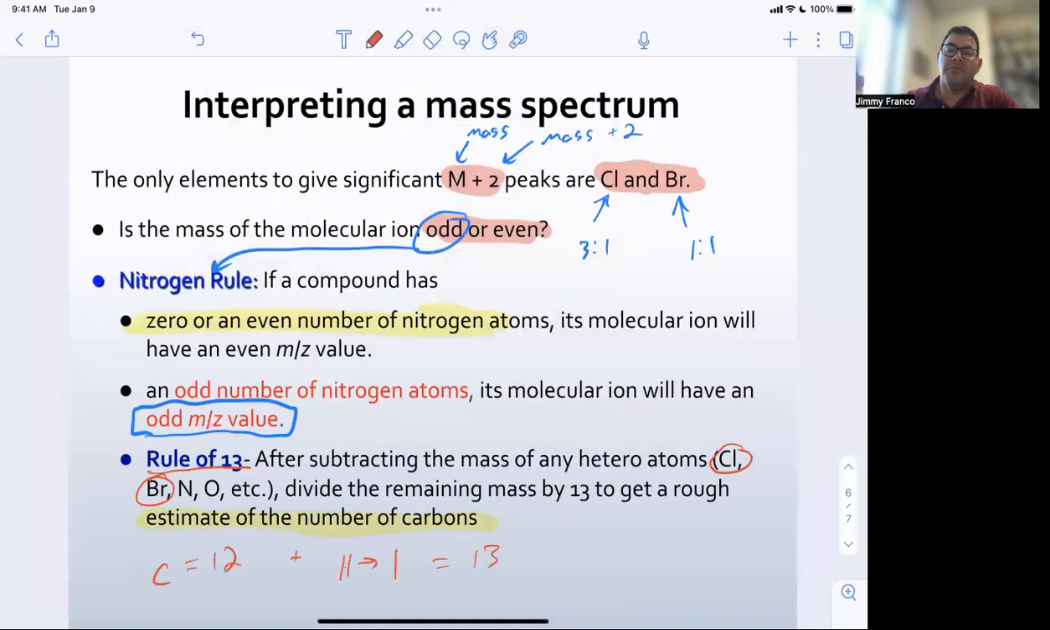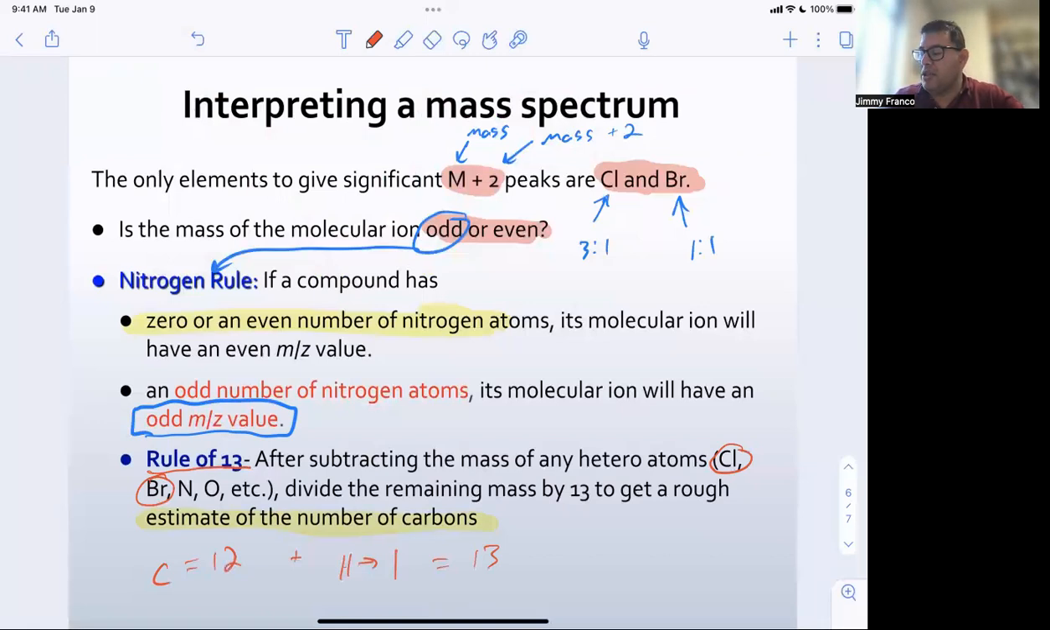Now, yes, some of them will have 3 hydrogens, some will have 1, some will have 2. So it's a very rough estimate, but it starts to give you a ballpark of how many carbons are in your molecule. Right? So when you have no other information to go from, this rule of 13, after you subtracted the chlorines and the bromines, is a really good way to just start getting some insight into what the molecule looks like.